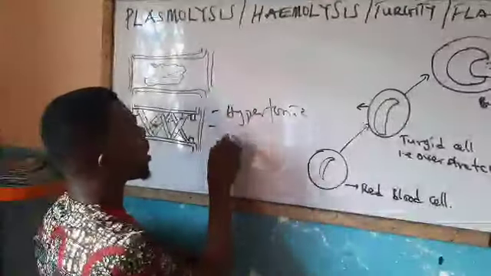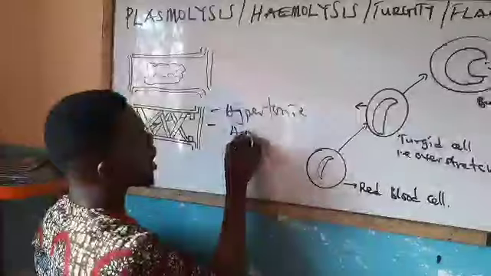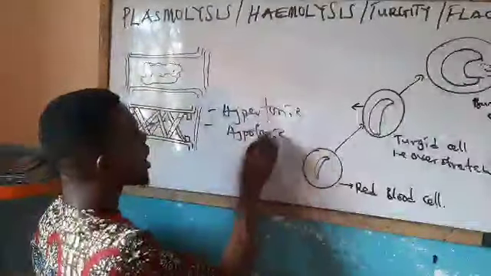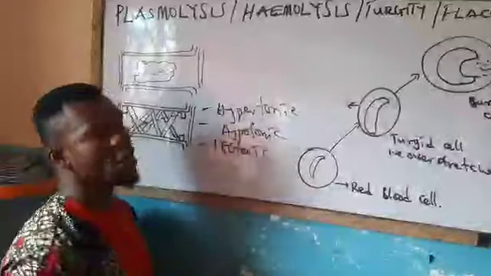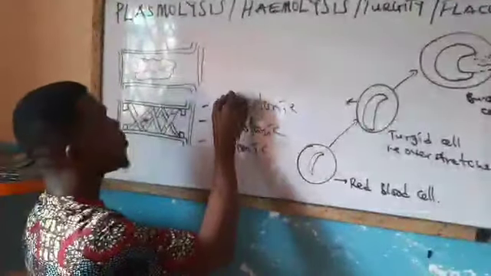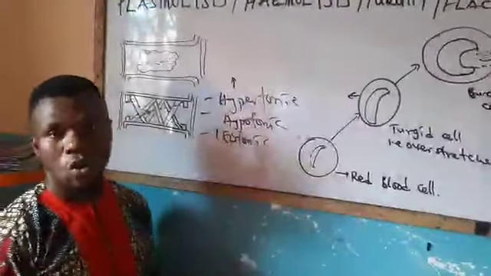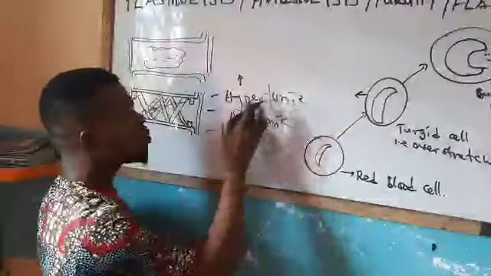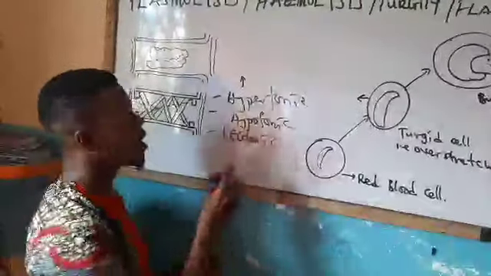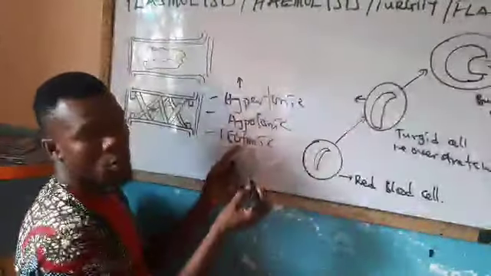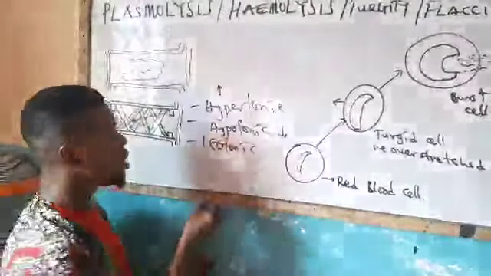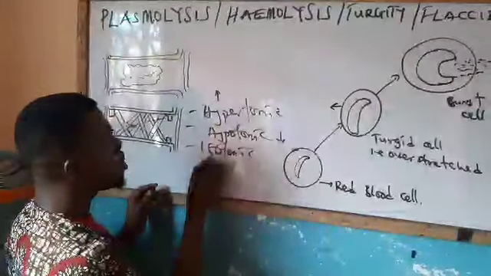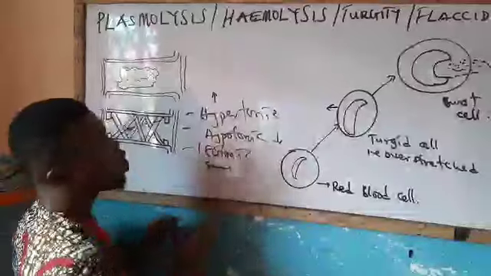Now we have hypertonic, hypotonic, and isotonic. For the case of hyper, as the name implies, it means higher concentration. Tonic means concentration, and hyper means high. Then hypo, as the name implies, means lower concentration. And iso means same concentration.